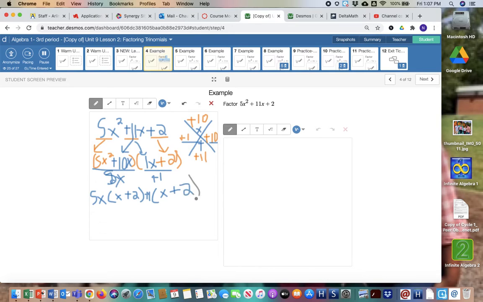So notice our check here. Are these the same? Yes. So since those are the same, you're going to write that down one time. And then your two GCFs form the other factor. So we get x plus 2 and 5x plus 1.